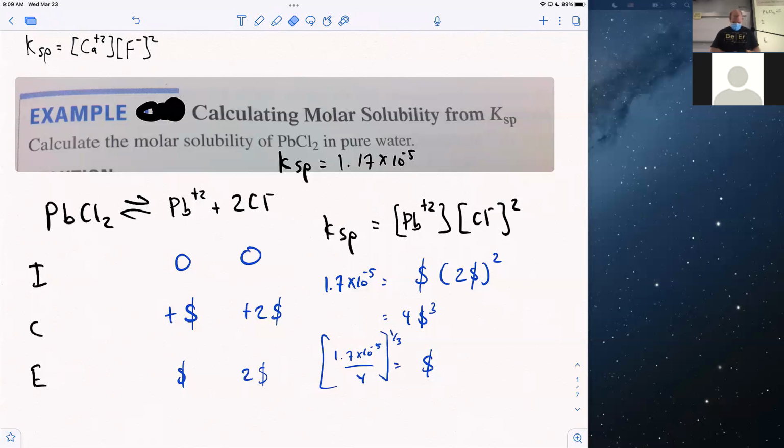Sorry, as you watch me fumble with my calculator. So quantity 1.7 exponent minus 5 divided by 4, to the 1 divided by 3 power.